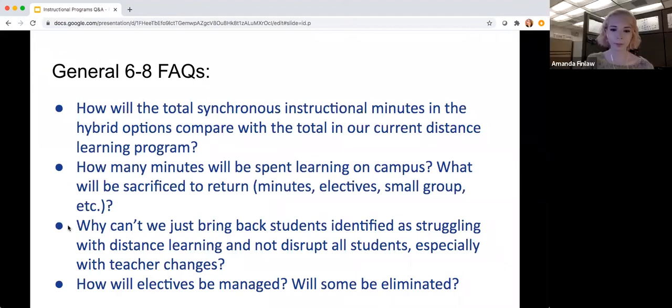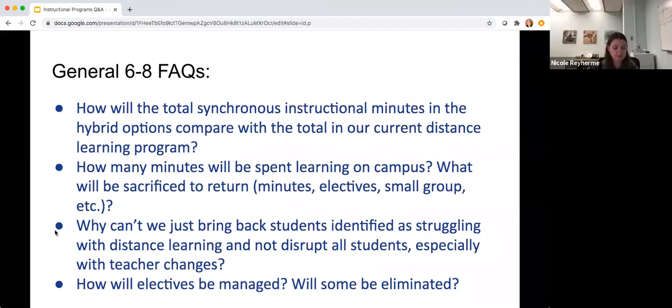Why can't we just bring back students identified as struggling with distance learning and not disrupt all students, especially with teacher changes? We are currently bringing back small groups of students who might require additional support, or for whom distance learning might not be the most effective environment. But we know that there are many more students who also want to return, and we want to be able to provide that opportunity for all of our students.